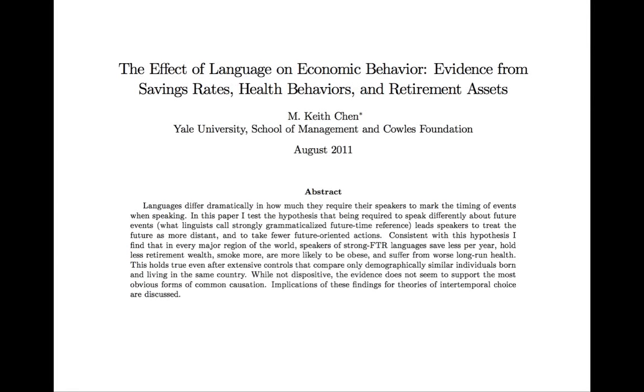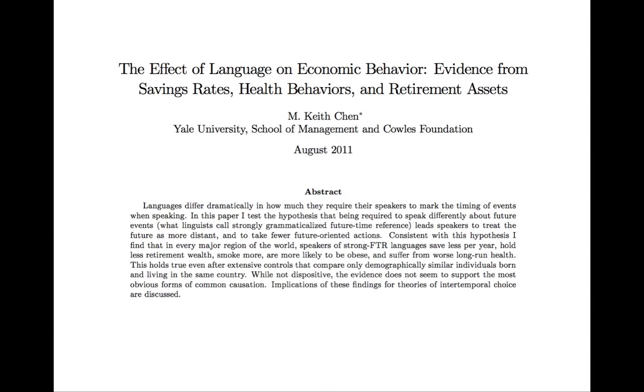It's called The Effect of Language on Economic Behavior, Evidence from Savings Rates, Health Behaviors, and Retirement Assets. And so he looks at languages, some of which have a grammatical future construction and others that don't have a grammatical future. And his result is that speakers from languages with grammatical futures, like, for instance, well, French has a grammatical future, here speakers view the future as disconnected from the present.